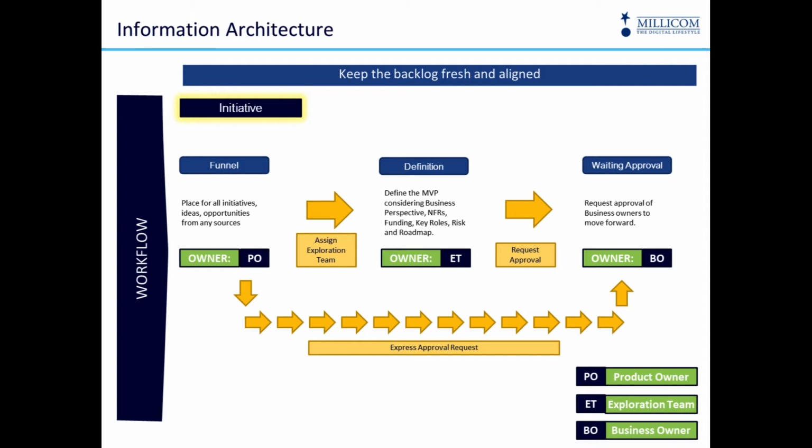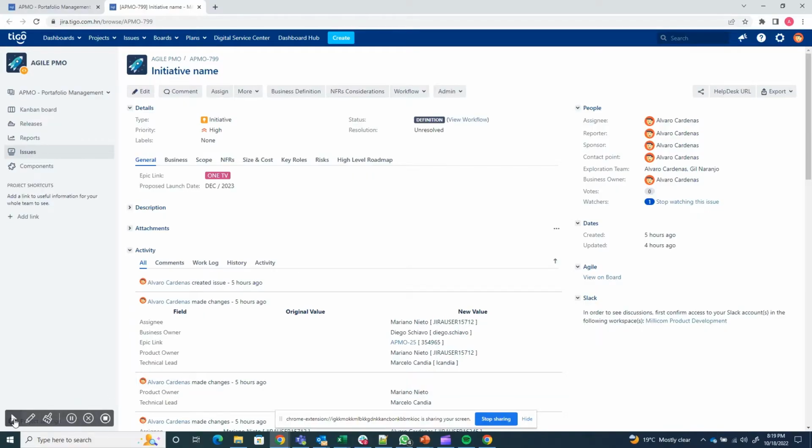The business owner is accountable for carrying out the approval of initiatives submitted to waiting approval status. Regular approval request. Once the initiative is completed, the action request approval can be carried out if the exploratory process was followed. The status will thereafter show waiting approval.